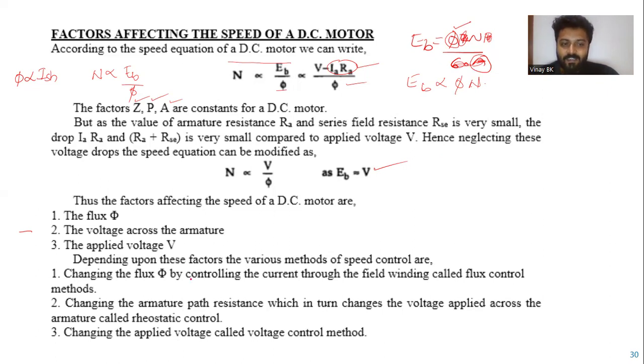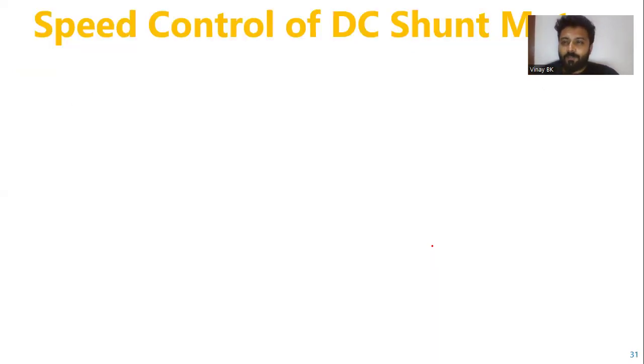Depending upon these factors, there are various methods of speed control. One is changing the flux. Another is changing the armature path resistance, that is, changing the drop across the armature resistor. And also changing the applied voltage, called the voltage control method. I hope you got the points. Here you are only playing with N, which is directly proportional to EB and inversely proportional to flux.